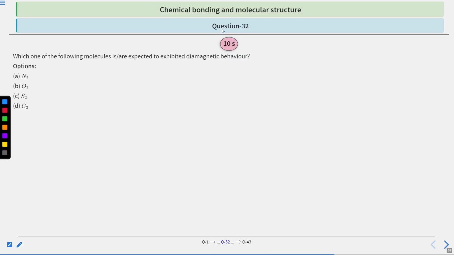We have question number 32. Which one of the following molecules are expected to exhibit diamagnetic behavior? Options are N2, O2, S2, or C2. You have 10 seconds to solve this question. After that, we will see the answer.